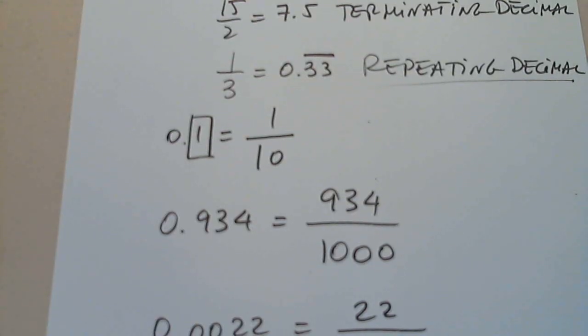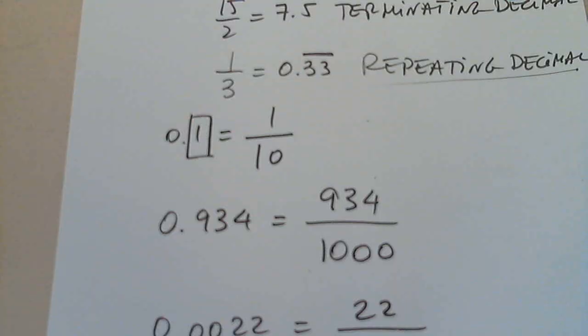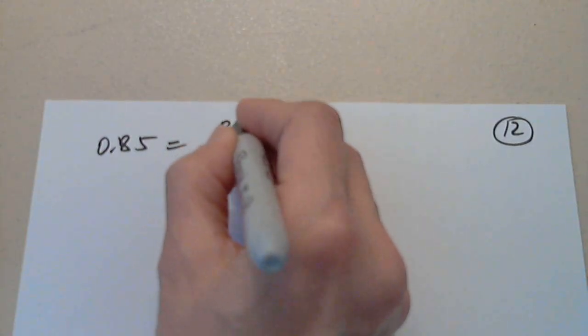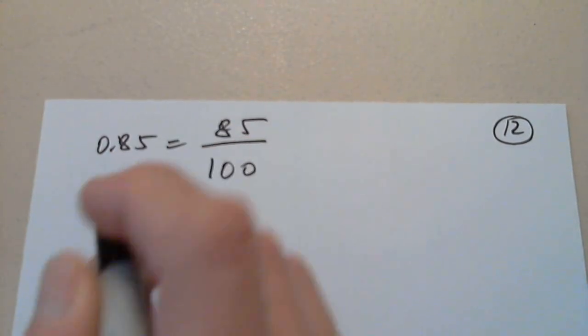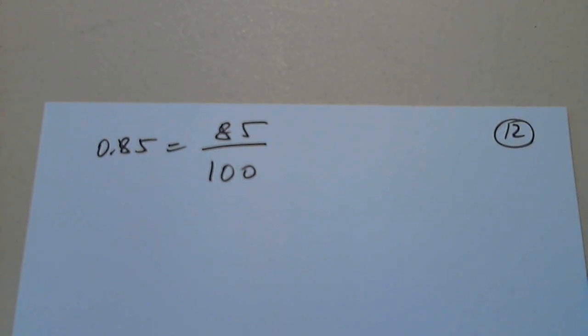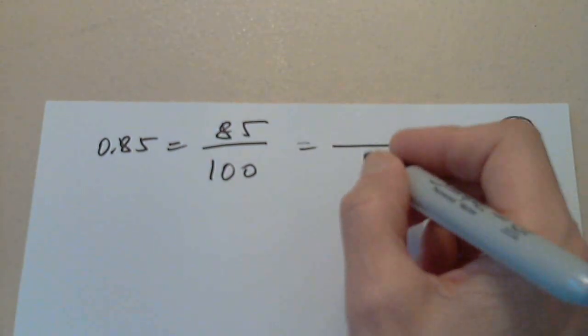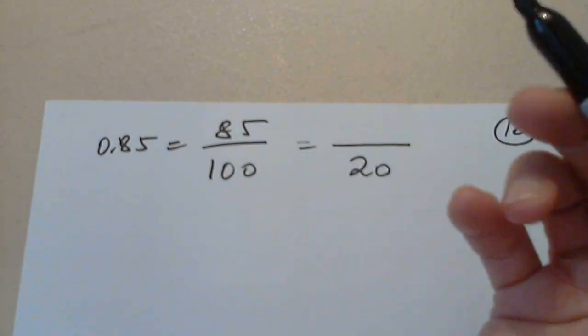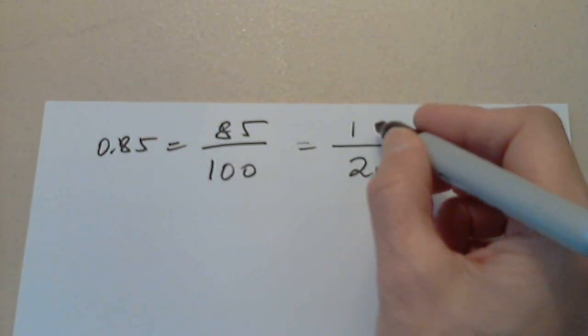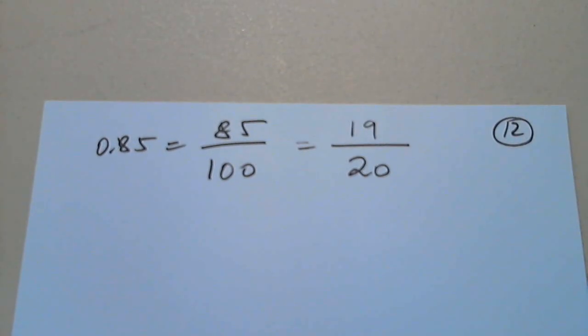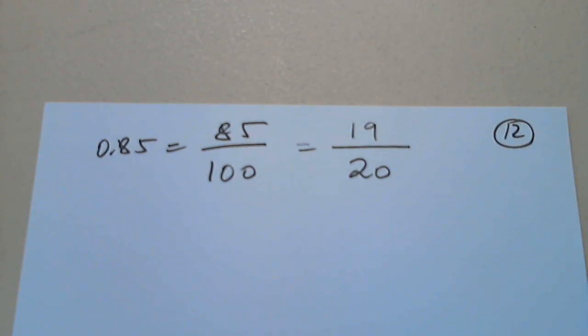Okay, to convert 0.85 to a fraction in lowest terms. So 0.85 is 85 over 1 and 2 zeros, because there are 2 digits after the period. I know both numbers end in 0 or 5, so they are divisible by 5. So 85 divided by 5 is 17, and 100 divided by 5 is 20. You cannot simplify any further. This is it. That's how we convert from a decimal number to a fraction.